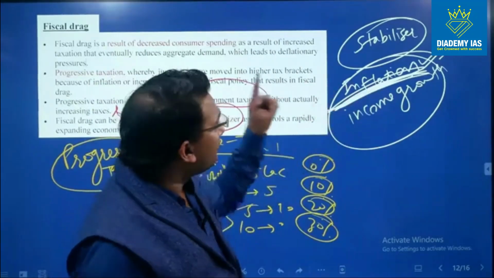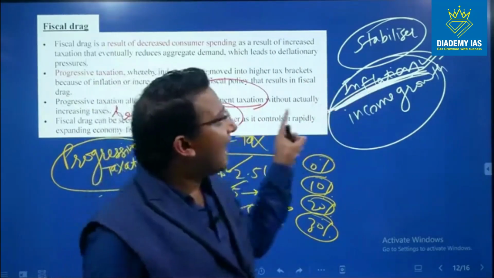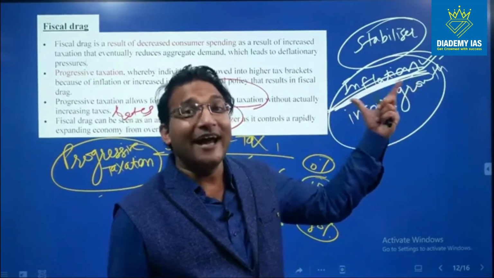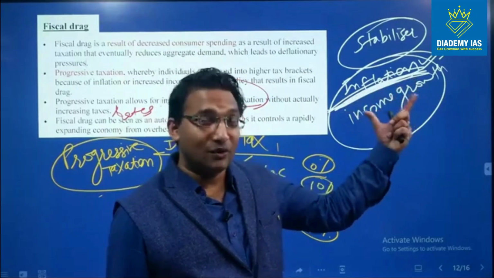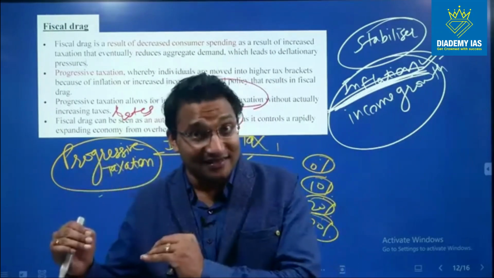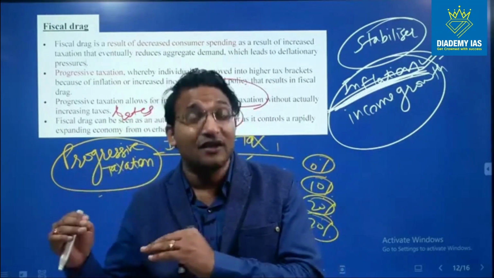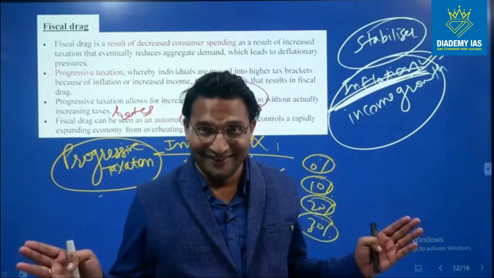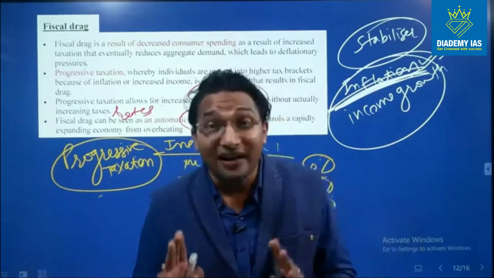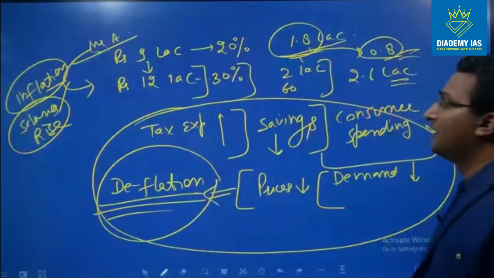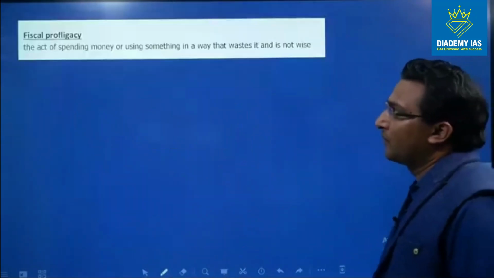So this progressive taxation actually comes as a rescue during the high growth situation, because it reduces the consumer spending by increasing the tax rates, and ultimately the inflation cannot go beyond a level. So this fiscal drag is also having a positive phenomenon, right? I hope the concept is clear to you.